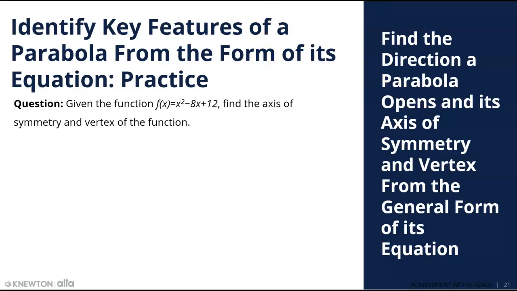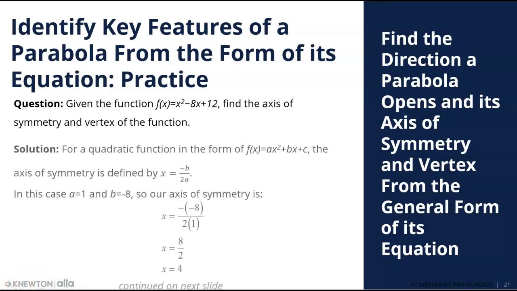Now in this example here, we are given the quadratic function f of x equal to x squared minus 8x plus 12. We are to find the axis of symmetry and the vertex of the function. To do that, we first determine the coefficients of x squared, x, and the constant. So that is, determine the values for a, b, and c.